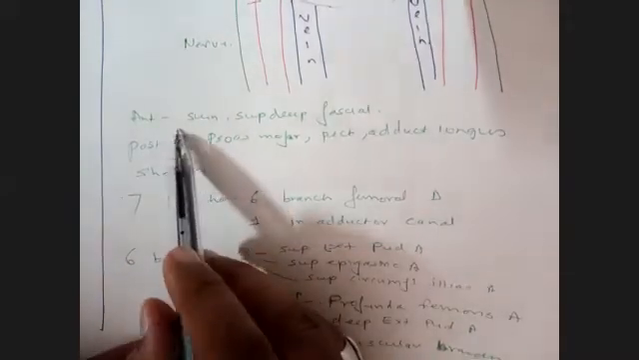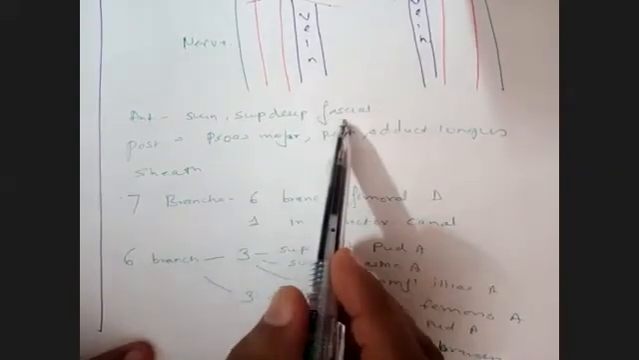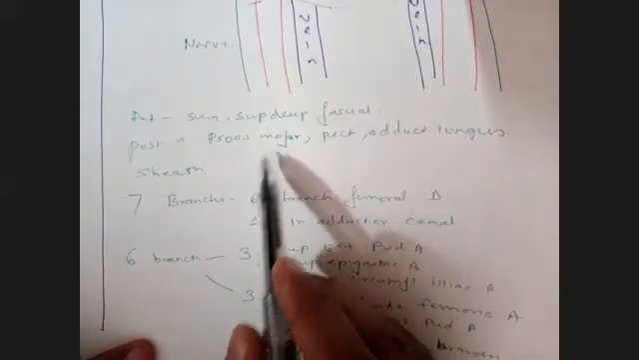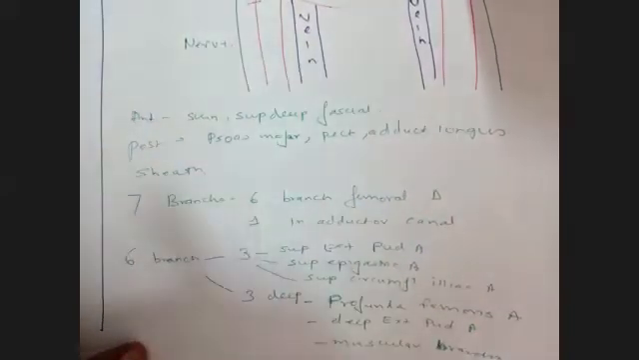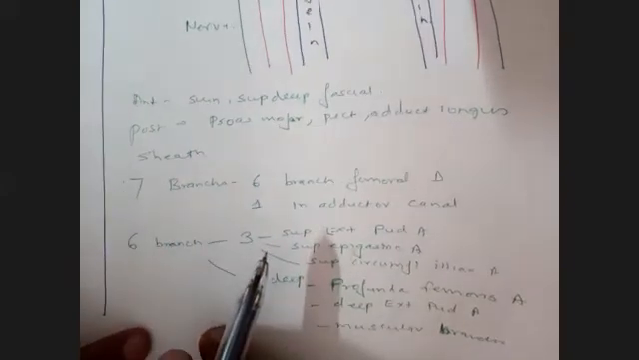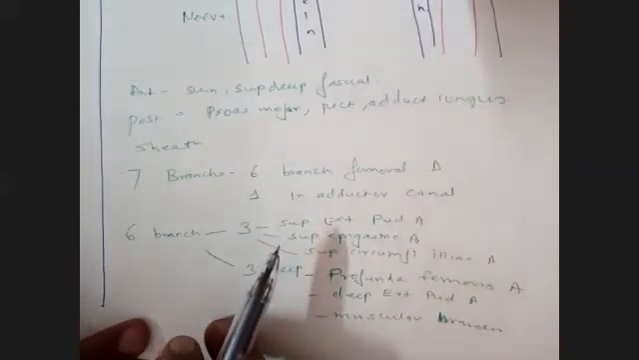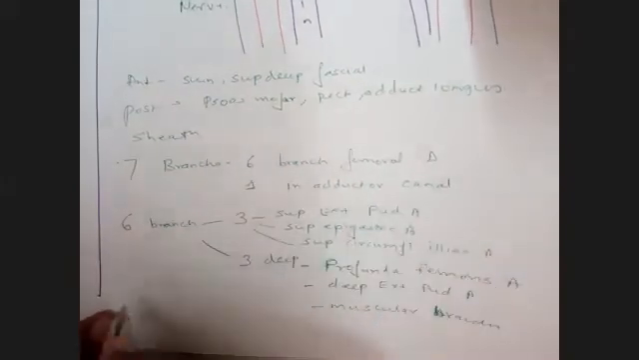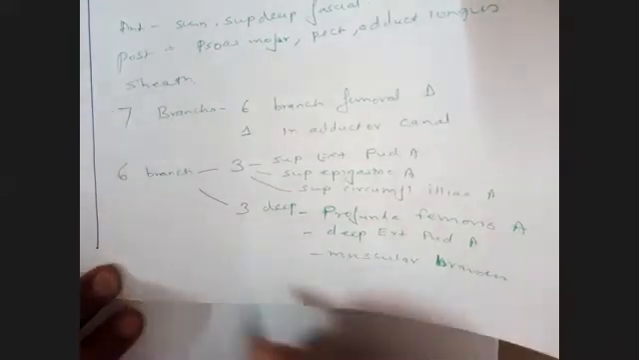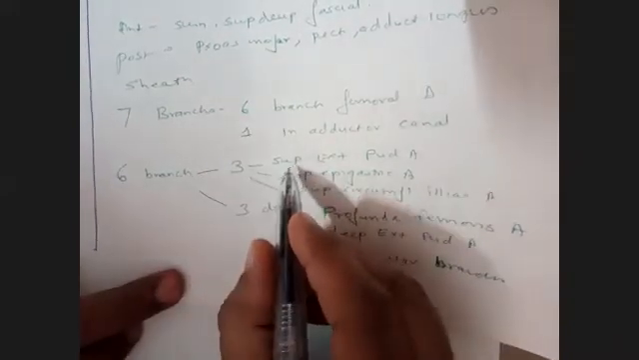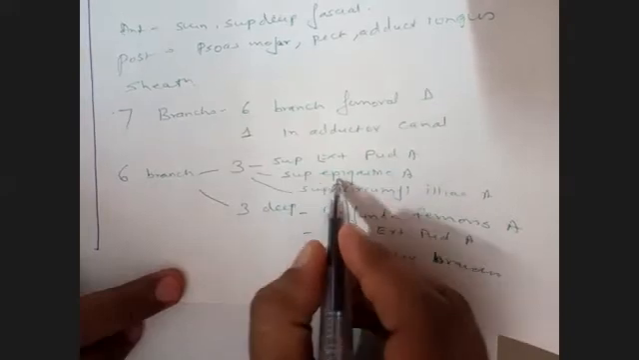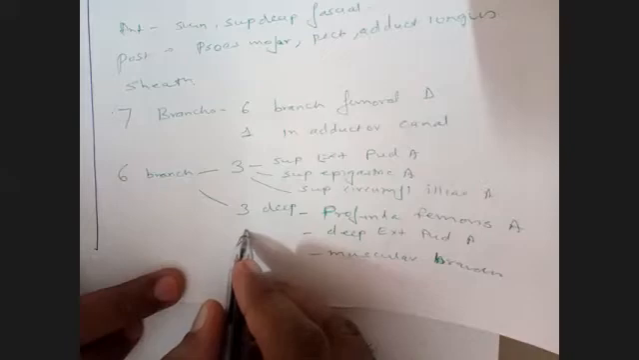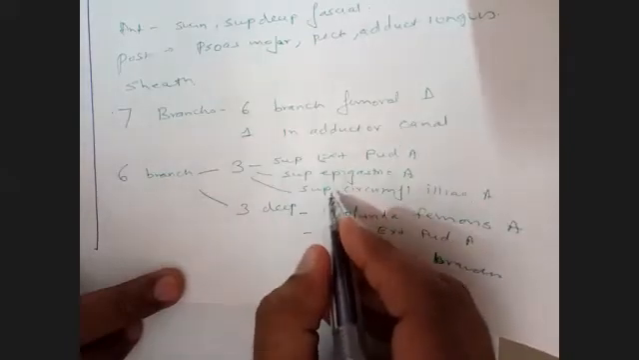Its relations are anteriorly skin, superficial fascia, deep fascia. Posteriorly are adductor longus, pectineus, and psoas major, all these muscles forming the floor of the femoral triangle. It gives 7 branches: 6 branches in the femoral triangle, 1 branch in the adductor canal. The 6 branches in the femoral triangle we have already studied. Superficial external pudendal, superficial epigastric artery, superficial circumflex iliac artery. These were the same as the tributaries of the great saphenous vein.